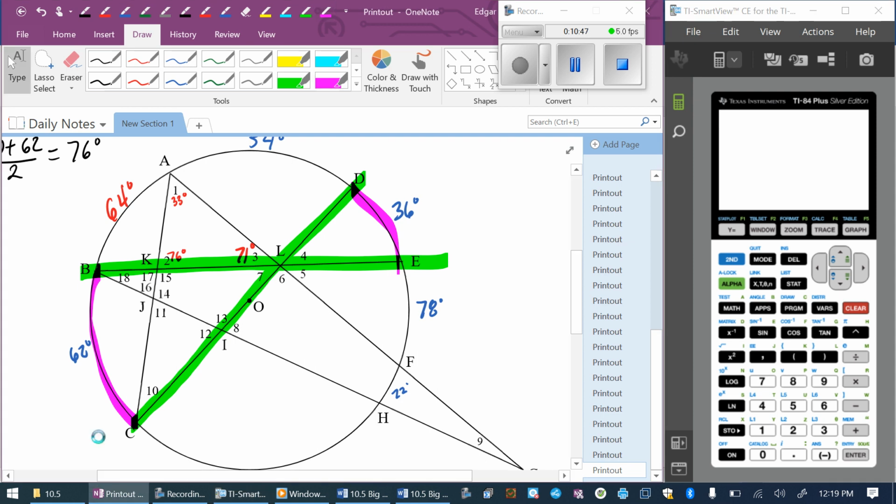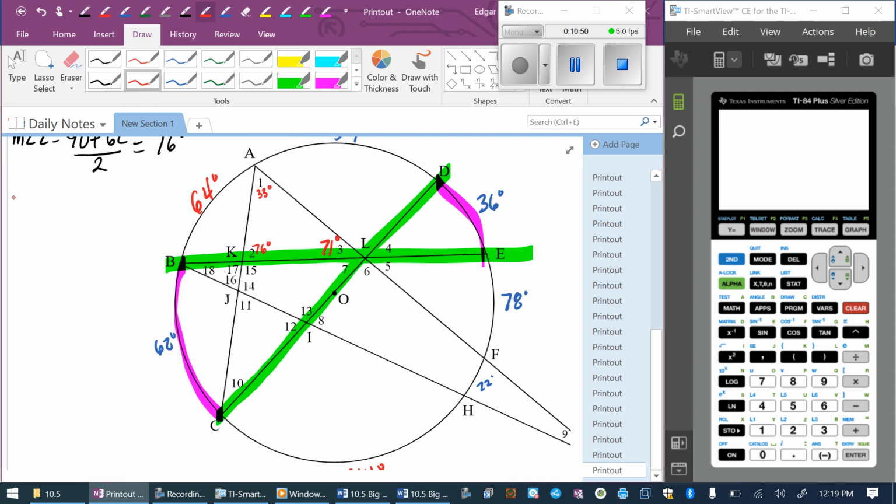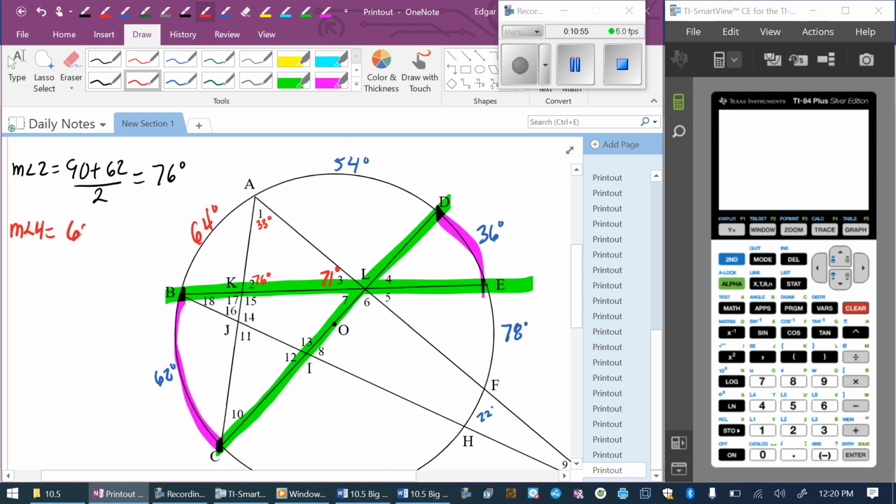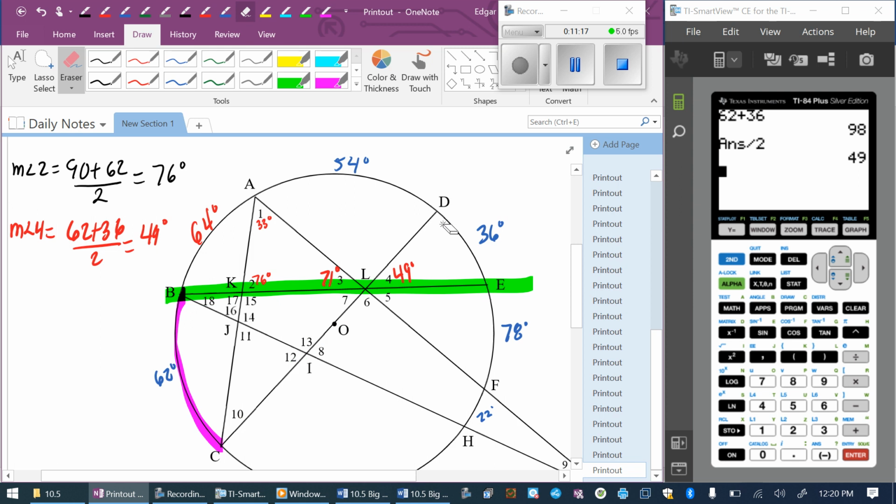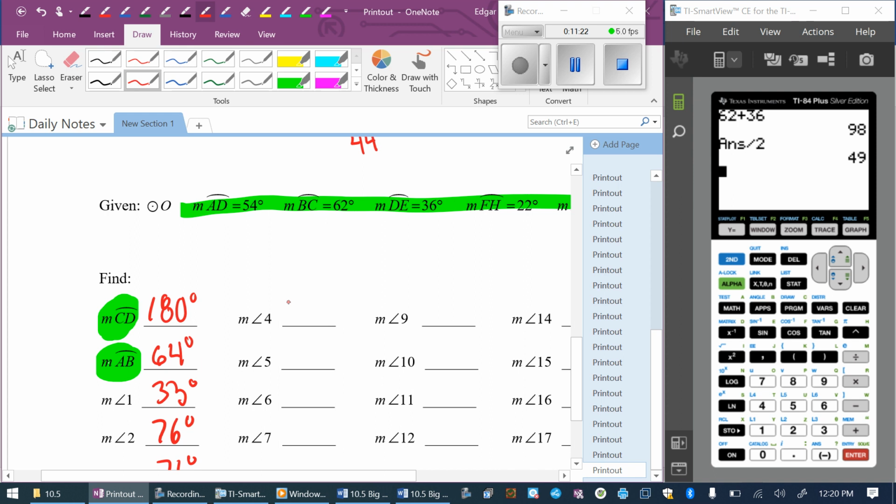Again, I'm going to do it off to the side over here real quickly. The measure of angle 4 is going to be big arc, 62, plus little arc, divided by 2. So let's do that. 62 plus 36, divide that by 2. We get an answer of 49 degrees. So 49 degrees is our answer for angle 4. Cool? All right, I can do all this erasing here. I'm good with that. So 49 for angle 4.